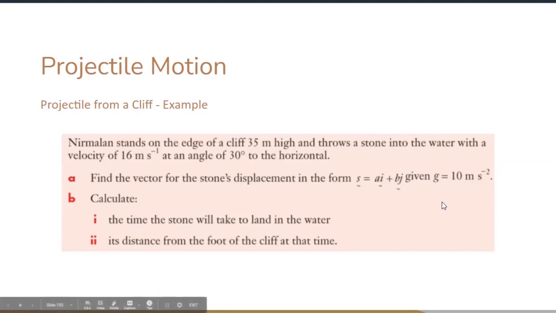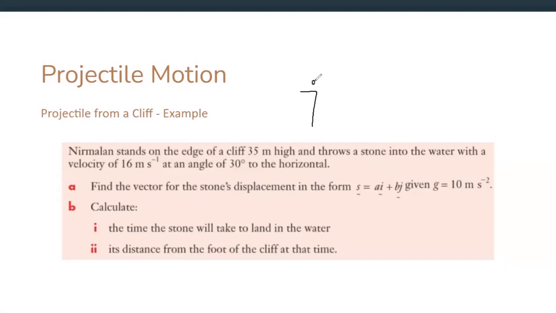So what's happening in our scenario? We have Marlin, so let's just say Marlin's up here, labeled as N, and they are throwing a rock off the cliff, and it's going into the water, and it's initially at 30 degrees, and it is falling a total height of 35 meters.